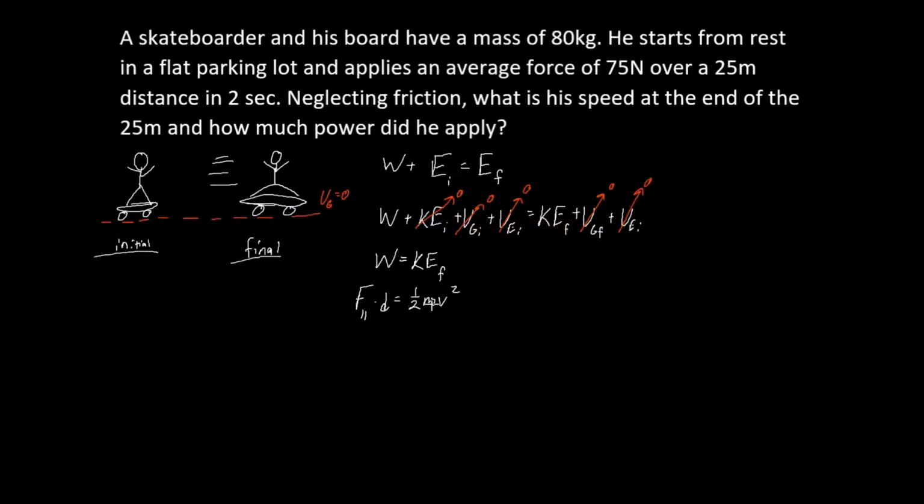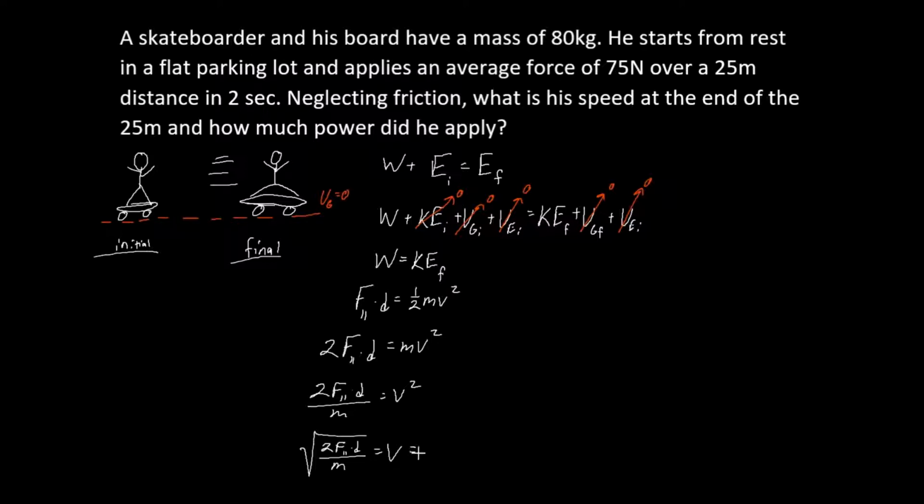So let's rearrange and get our variable by itself. We ultimately need to know the speed at the end of the 25 meters, so we're trying to find that velocity. So F parallel times displacement equals 1/2 mv squared. Let's multiply both sides by 2, giving 2 F d equals mv squared. Divide both sides by m. And last but not least, take the square root. It's the square root of 2 F parallel times displacement over m that gives us our velocity.